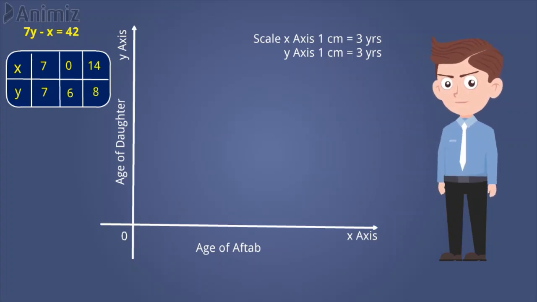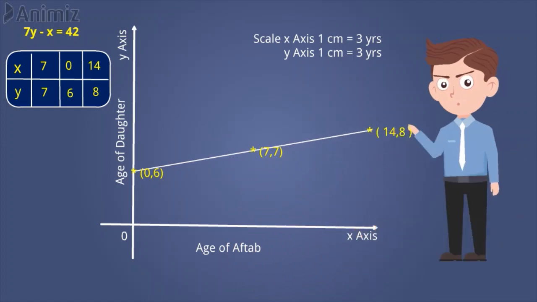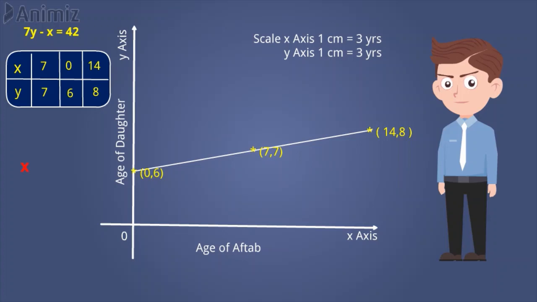So once you have tabulated this for 3 points, now plot these 3 points on the graph and then draw a line joining these 3 points. So similarly, you can do it for the next equation also. That is x is equal to 3y plus 6.